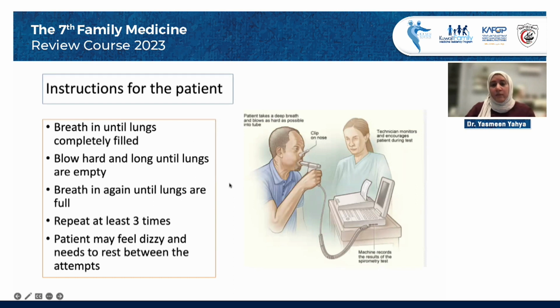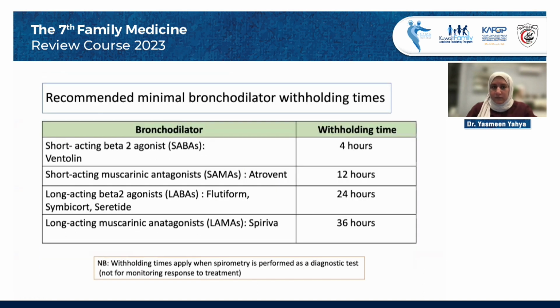This is the diagram showing how the patient actually performs the spirometry. Usually the technician will put a nose clip and ask the patient to take a full breath and completely fill his lungs, and then blow very hard and very long till all the air is emptied, and then breathe in again until the lungs are full. This is repeated at least 3 times, and the patient might feel dizzy and need to rest between the attempts.